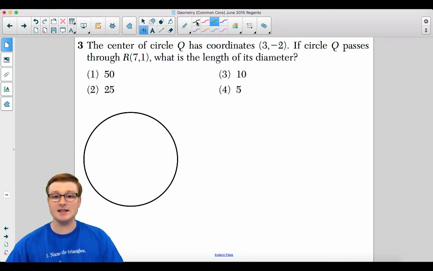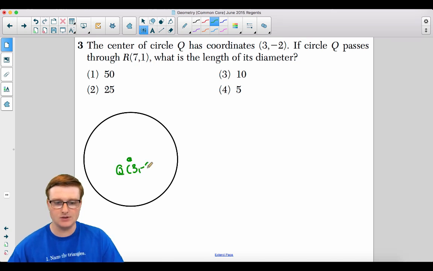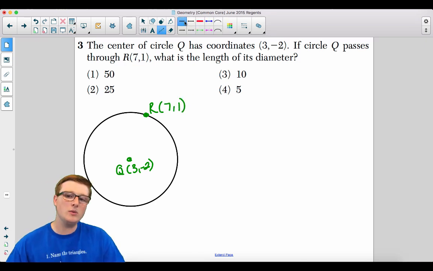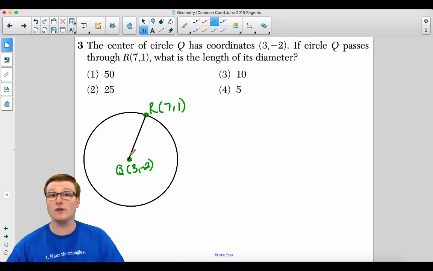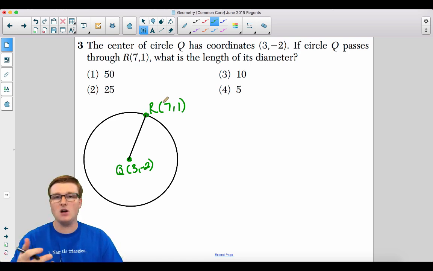It says here that the center point of the circle is the coordinate (3, -2). If circle Q passes through point R, which is (7, 1), this up here is going to be point R, the point (7, 1). What is the length of its diameter? We need to remember what we just drew here. That's a radius. A radius, by definition, is drawn from the center to a point on a circle. So it's 1/2 of the diameter.